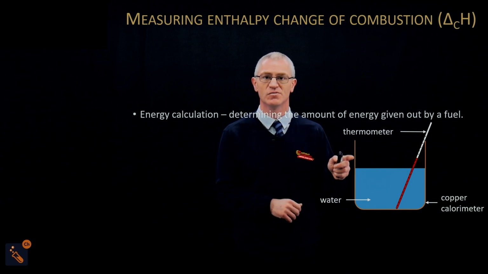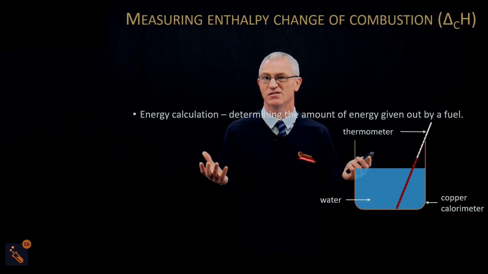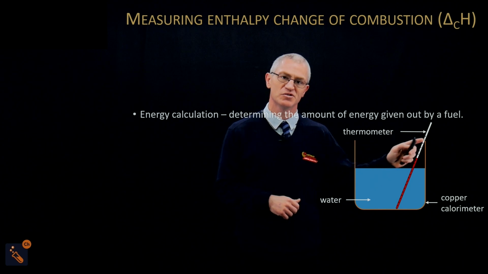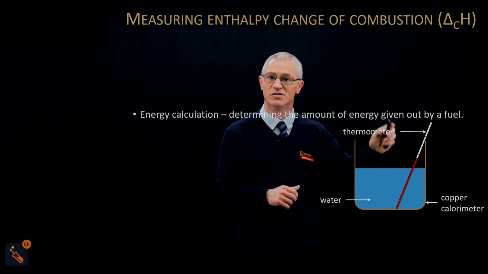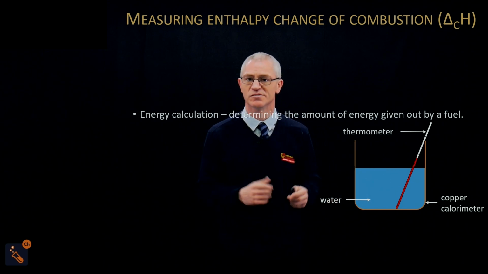So first of all, we have this copper calorimeter, which calorimeter just basically means it's like a beaker made of copper. And what you have is your thermometer, which you can also use as a stirring rod, because this would need to be stirred all the time. And then you have your water, which you're going to heat up.